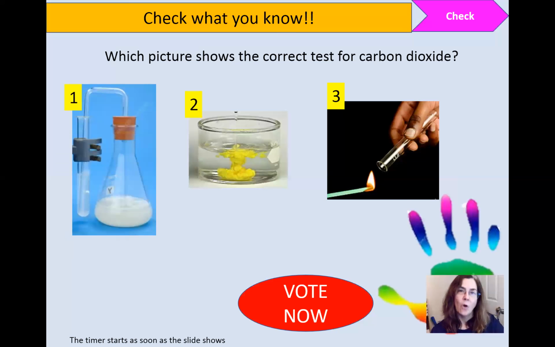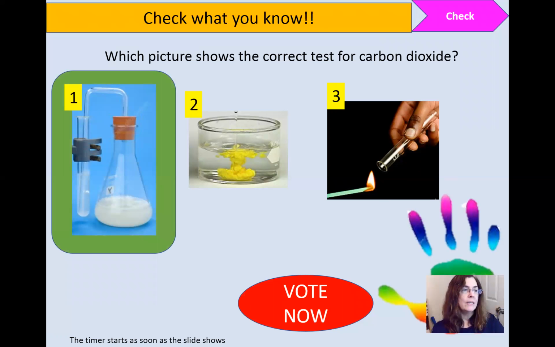And it's number 1. Okay, so you can see that the gas is being bubbled through a test tube. So that is testing for carbon dioxide. Right, are you ready for check number 2?